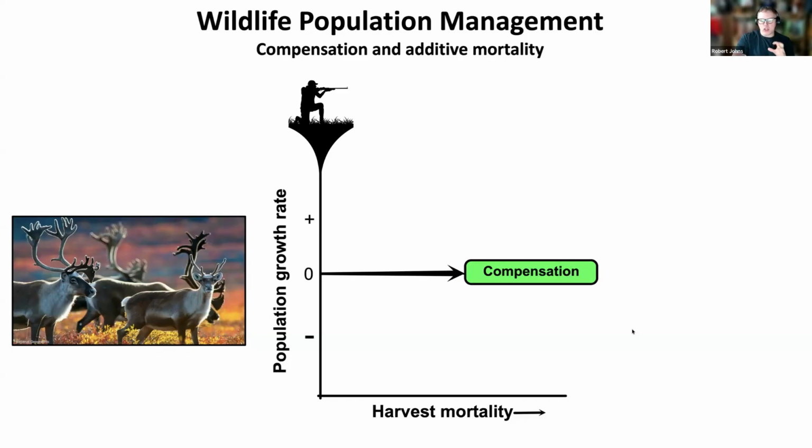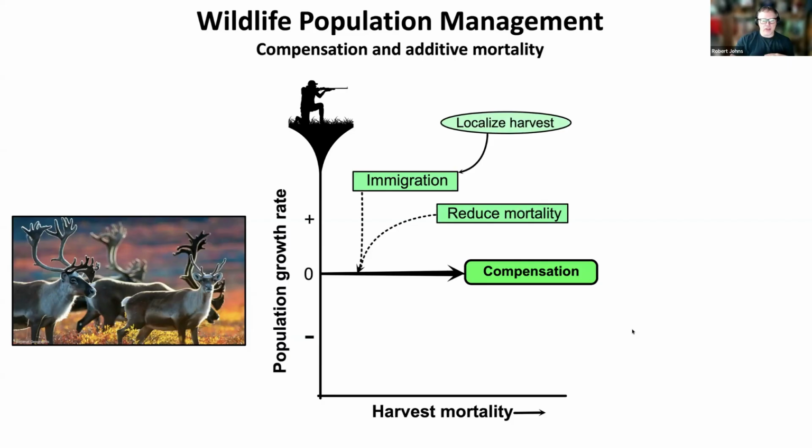And there's various ways in which they can compensate. These are usually density dependent, meaning that as you remove some portion of the population, it leaves an opportunity for feedback mechanisms to replace those. Now, one of the ways it happens is through immigration from other surrounding areas. And you can also encourage this by, for example, keeping a localized harvest or constraining your hunting season. There are also ways to just reduce natural mortality.